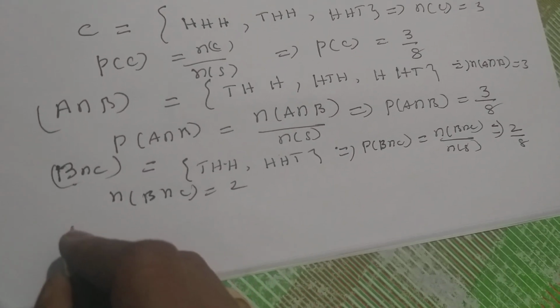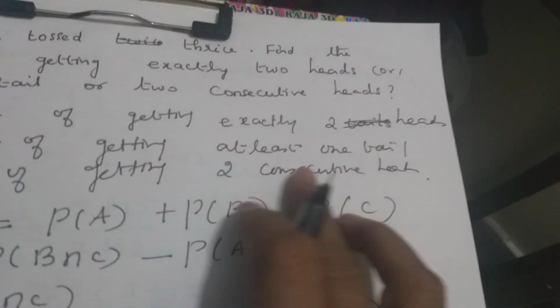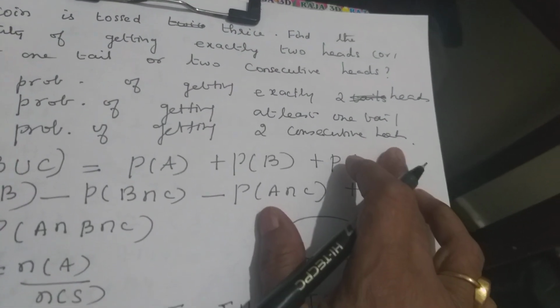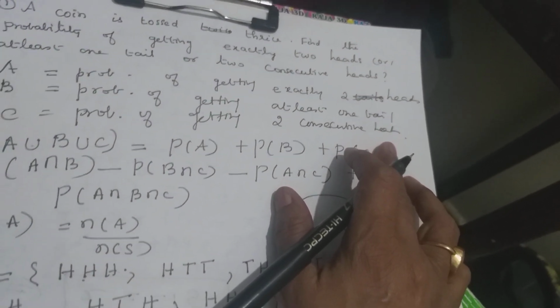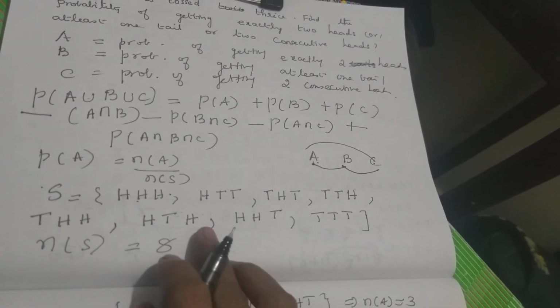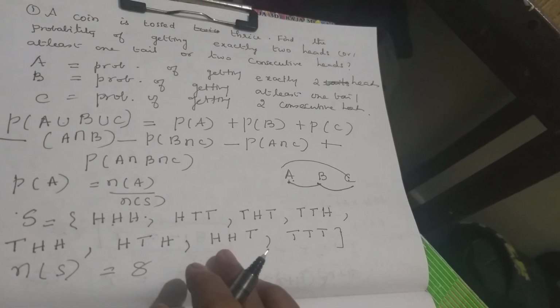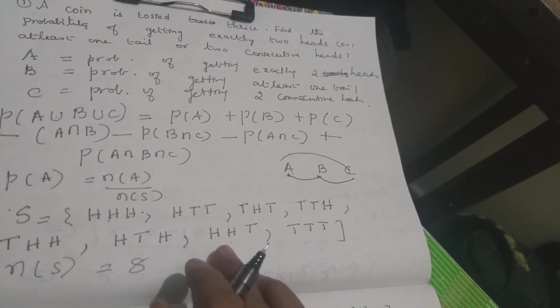Next we have to find out A intersection C. What is the A condition? Check your condition: probability of getting exactly 2 heads. C is probability of getting 2 consecutive heads. So it must be exactly 2 heads, but 2 consecutive heads. That means what are you getting? Exactly 2 heads, with a tail, and 2 consecutive heads.